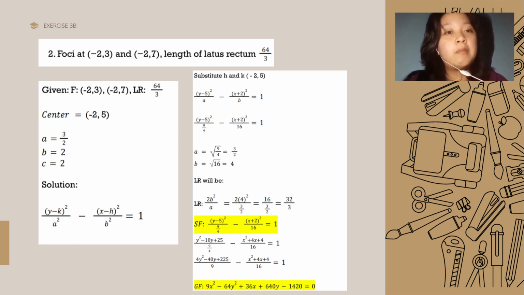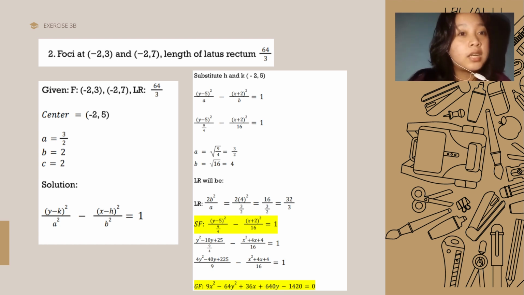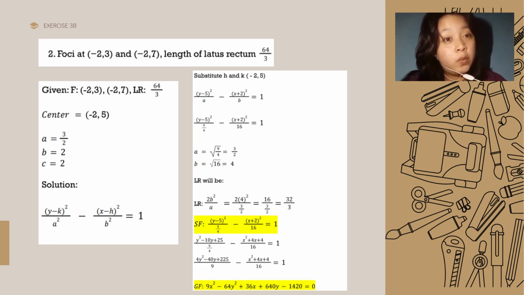So, letter B naman, i-square root lang din natin ang 16. The square root of 16 will be 4. So, ang LR natin will be 2b squared over a. So, ang value ng b natin is 4. And ang value natin ng a is 3/2. We need to substitute lang. So, 2 times 4 squared over 3/2 is equal to 16/3/2. Ang sagot niyan ay 32/3.